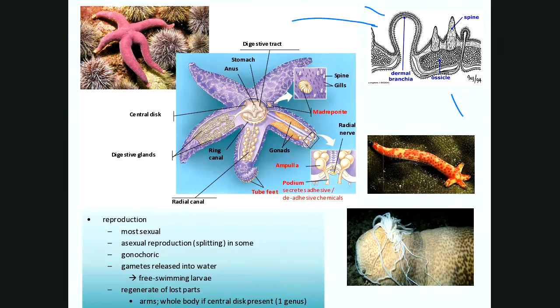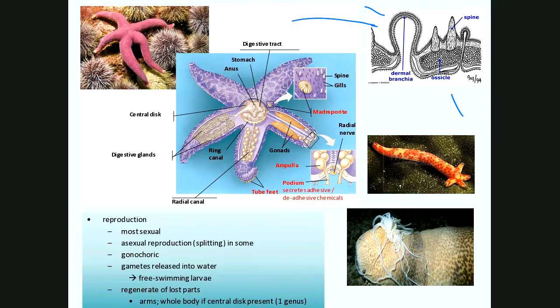Gonads and the digestive glands extend down through the radial arms along with the tube feet. The tube feet at the very end, the podium down there, in order to stick on, they can use suction. In addition to that, in those species that have it, there's actually an adhesive that the podium can secrete that sticks to whatever they're trying to stick to. And when they want to let go, then they can secrete these de-adhesive chemicals.